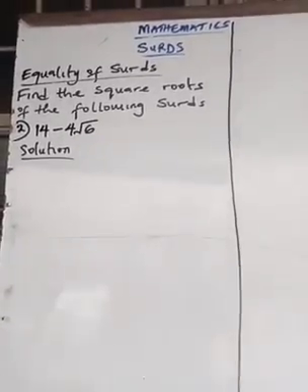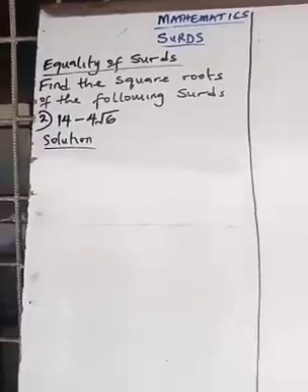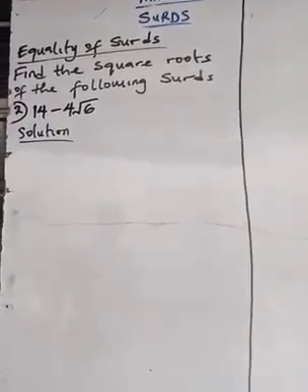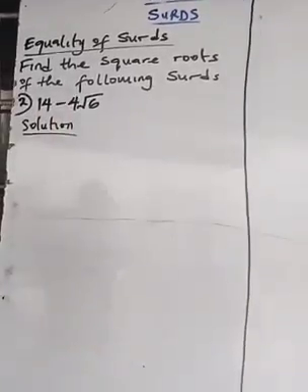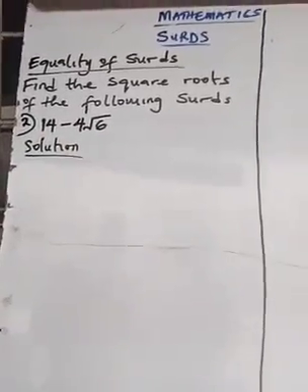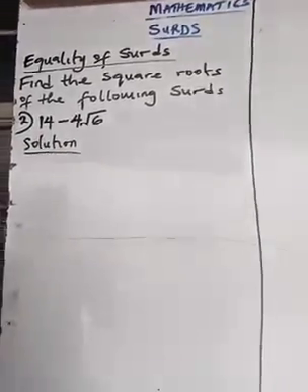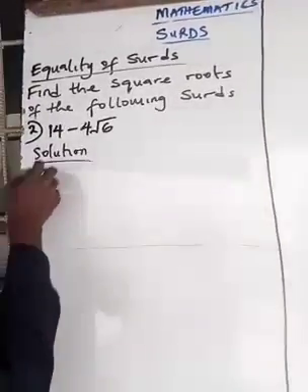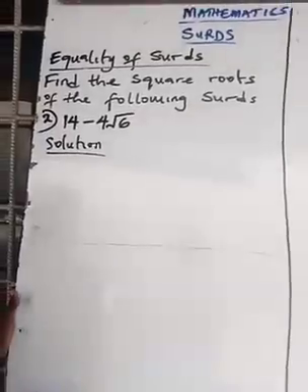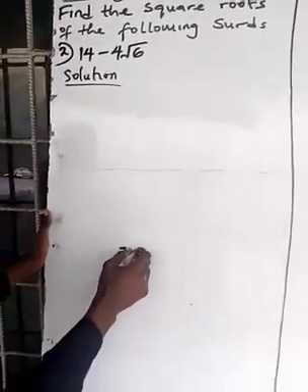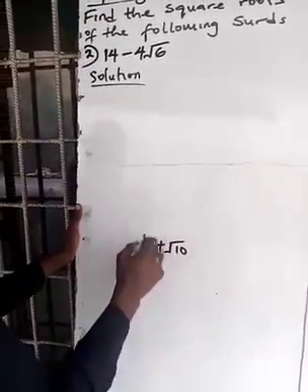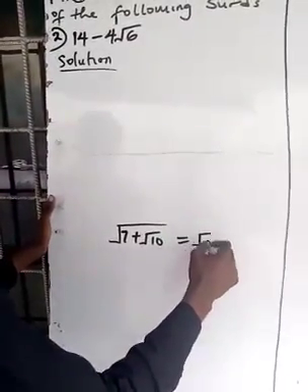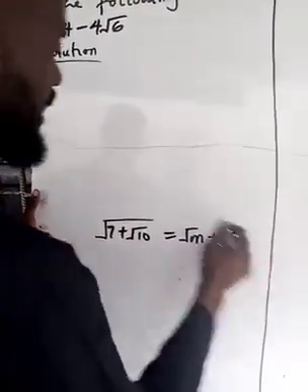In the last video we did the square root of a surd, but that question had a plus. This time around we have a minus. If you followed that video, I mentioned that the square root of any surd depends on the sign. So if it's the square root of 7 plus root 10, like we did in that video, the square root of this is going to be square root of m plus square root of n.